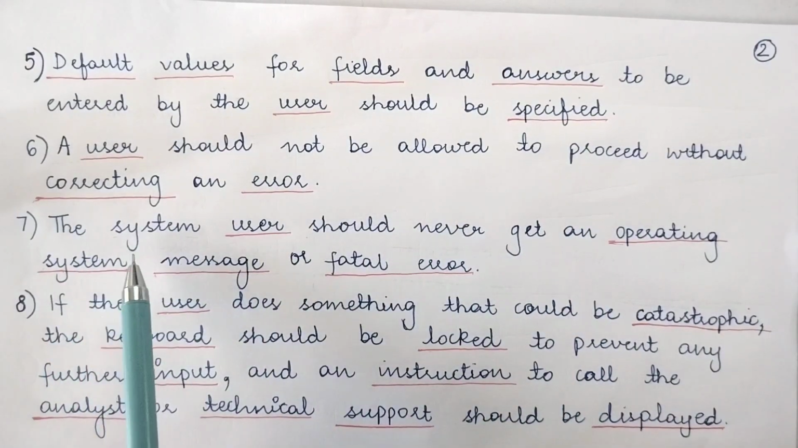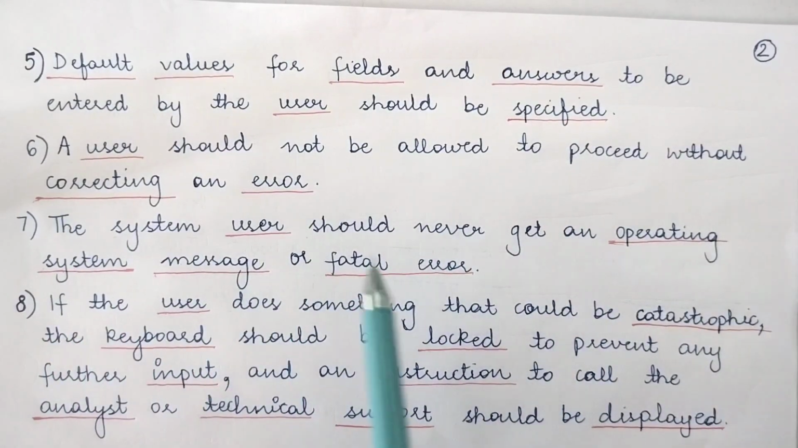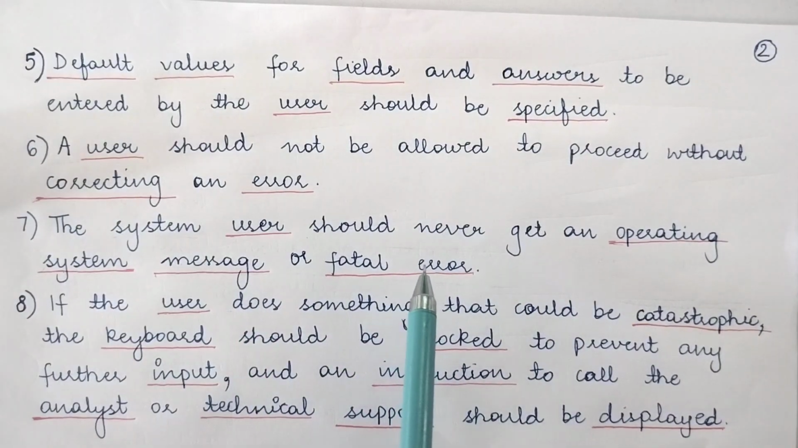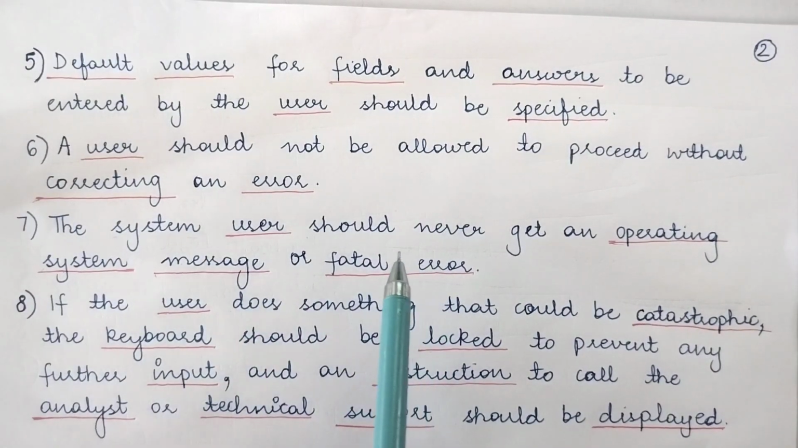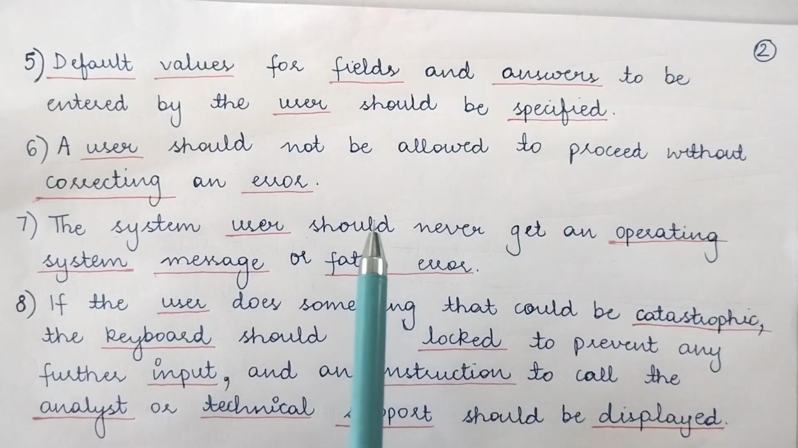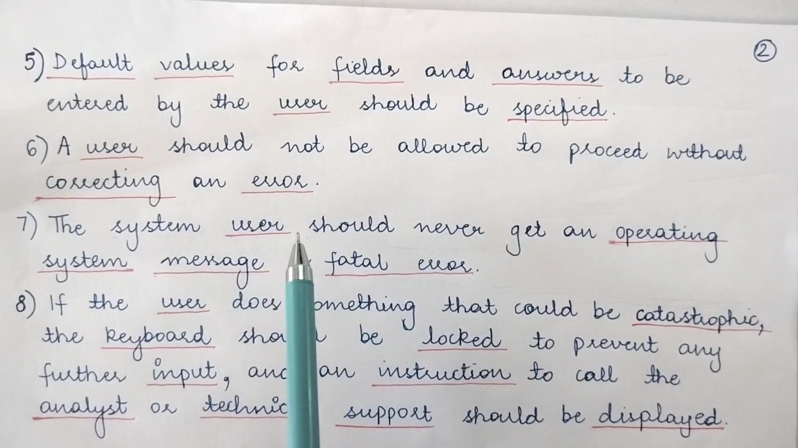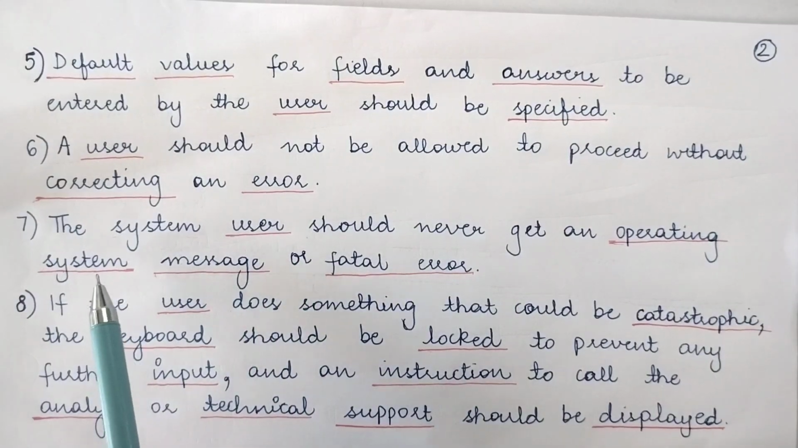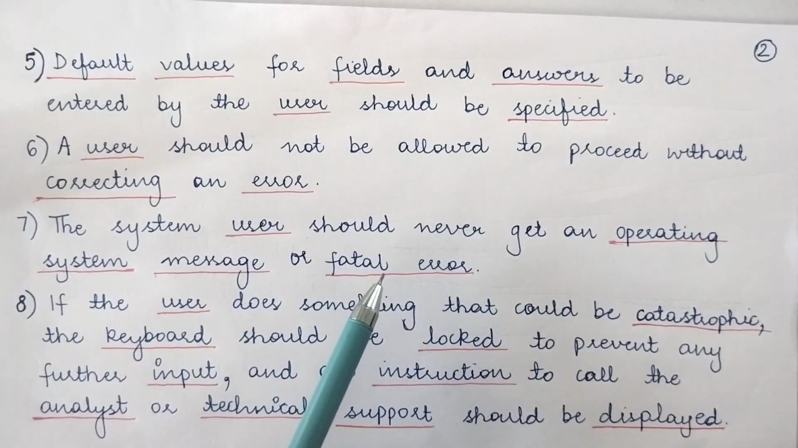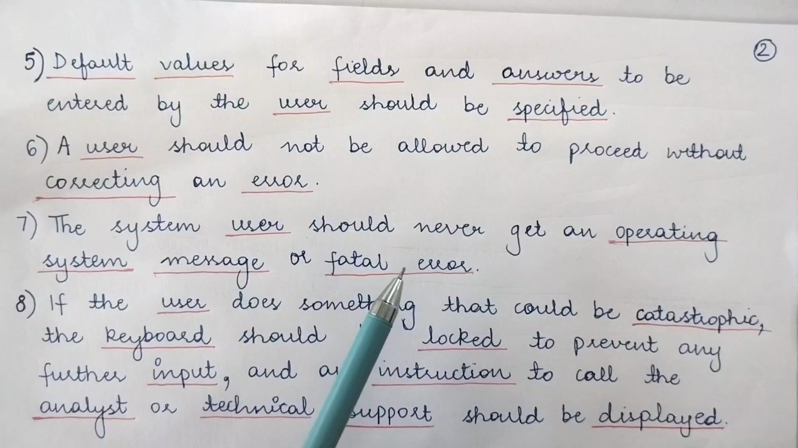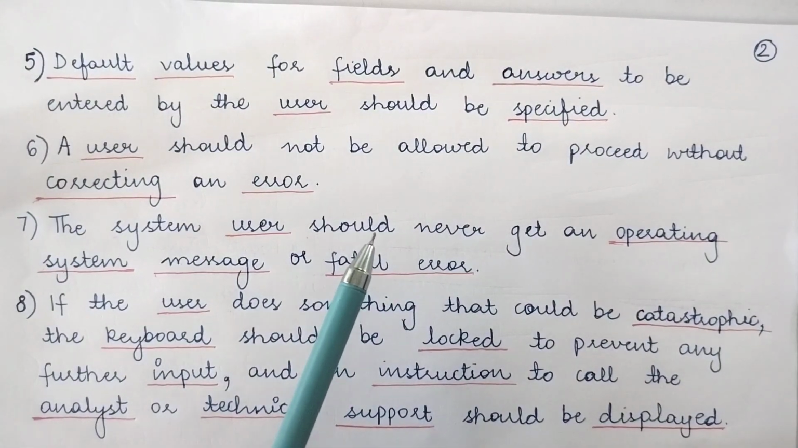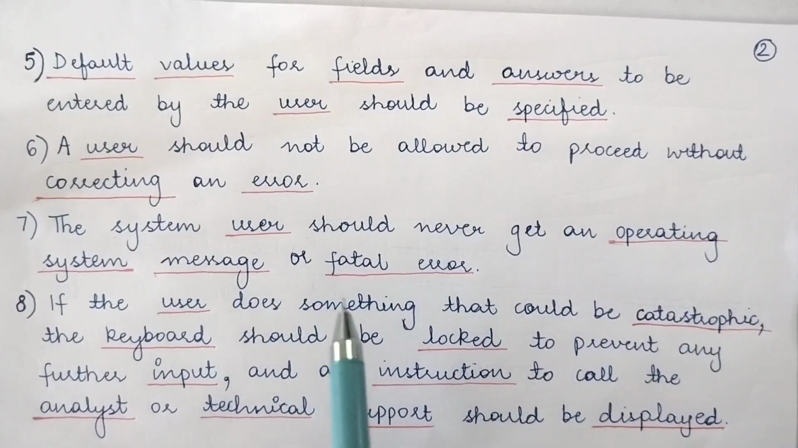As per the seventh guideline, the system user should never get an operating system message of fatal error. The user should only get errors regarding the mistakes the user has made while entering values in the fields, but should never get an error message from the operating system or any such fatal error, because that is a mistake of the system and should never be displayed to the user.